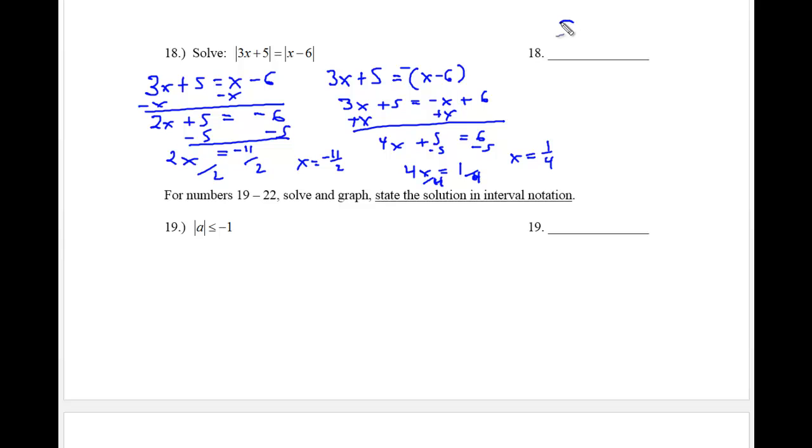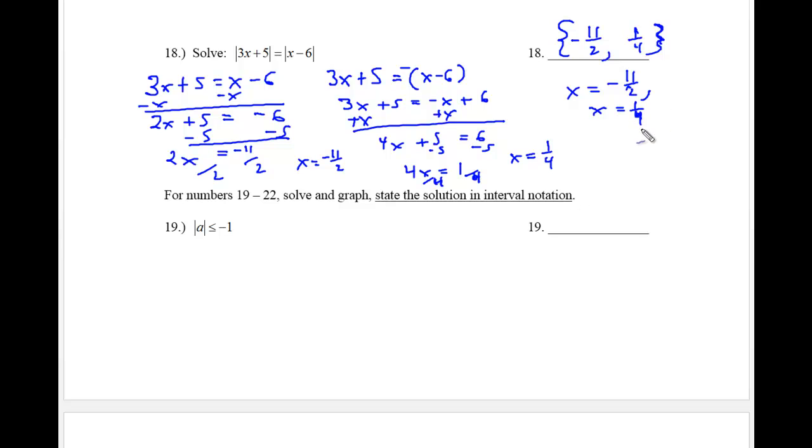So I have two answers again. I have negative 11 halves, or negative 5 1/2, and 1/4. You can write this in set notation, or you can write it as x equals negative 11 halves, or x equals 1/4.